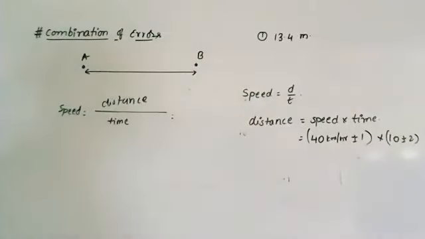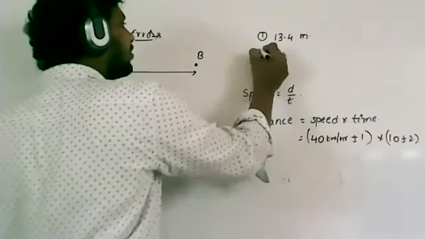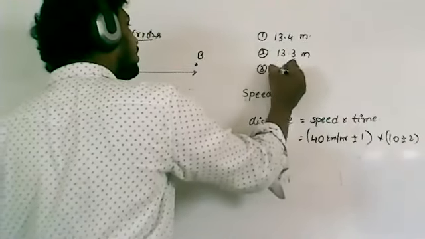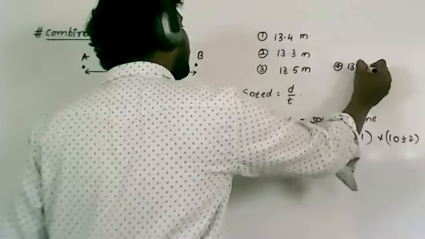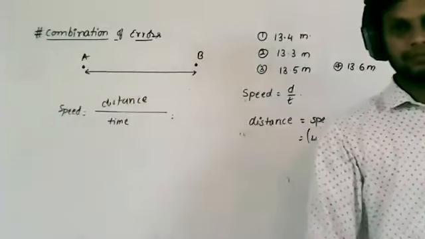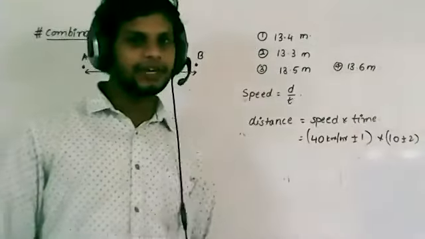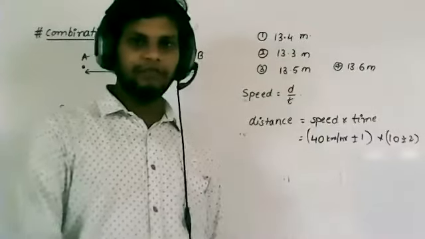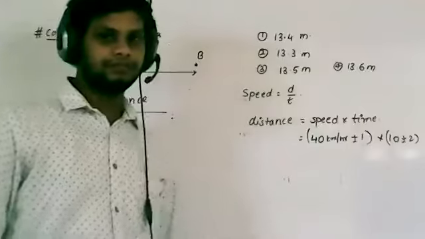So the first student got the value as 13.4 meter. The next student got 13.3 meter. The third student got 13.5 meter. The next student measured 13.6 meter. Now, which is certain here? 13 is certain, but the next digit is changing. Everyone measured 13 as perfect, but this measurement is wrong.